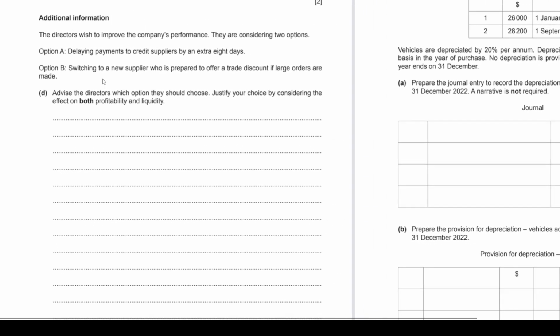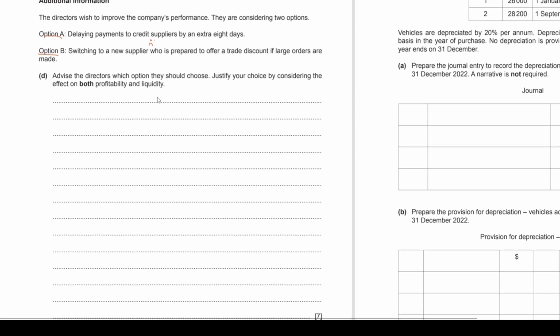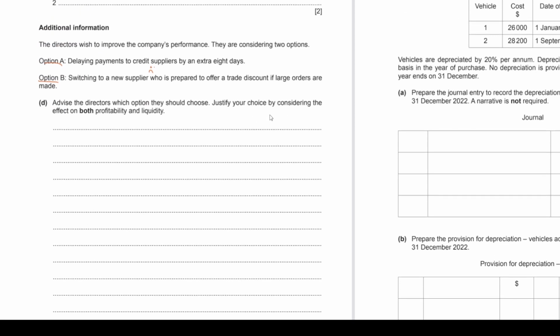The directors wish to improve the company's performance. They are considering two options: option A, delaying payments to credit suppliers by an extra 8 days. They will be unhappy, right? Option B, switching to a new supplier who's prepared to offer a trade discount if large orders are made. Let's see. So 7 marks. Advise the directors which option they should choose. Justify your answer by considering the effect on both profitability and liquidity.